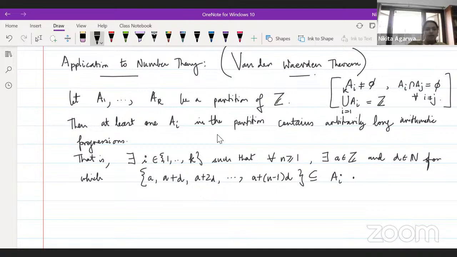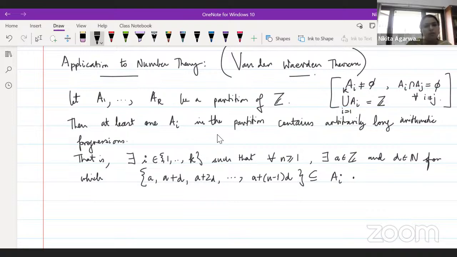So what is it saying? That there is one of the elements in this partition which contains an AP of any length that you wish. So if you decide that n is equal to 100, I can produce an AP, or arithmetic progression, of length 100 inside Ai. Remember, i is fixed. Okay. There is an i such that this happens for all n. If you give me n equal to 10,000, I can give you an AP of length 10,000 in this.